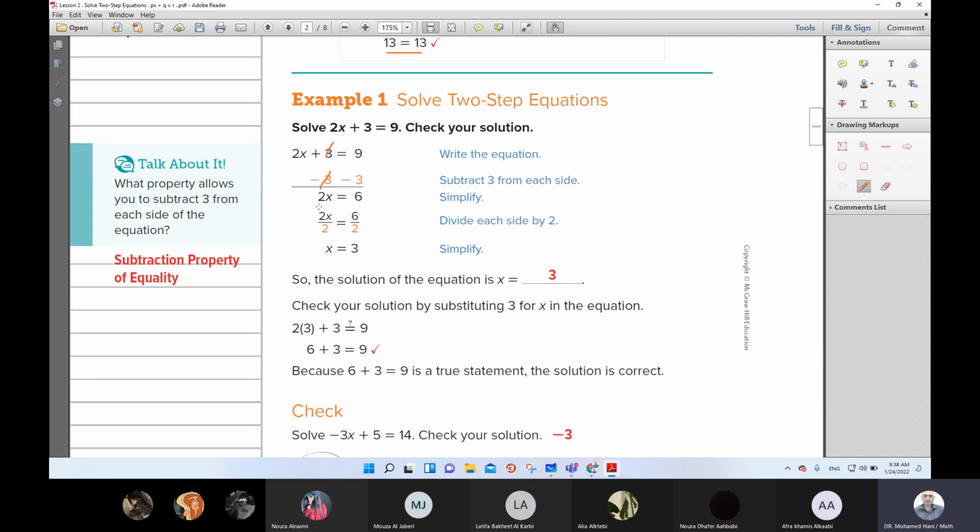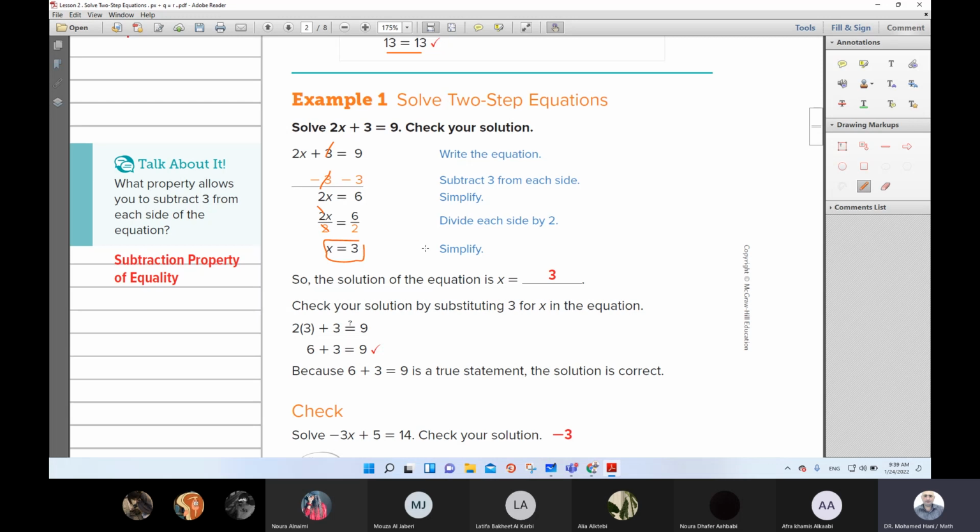Then the second step, we want to remove the coefficient. How to remove the coefficient? We can divide the two sides by the coefficient. So divide the first side by 2 and divide the second side by 2. 2 divided by 2 will be 1, remains x, and 6 divided by 2 will be 3. This is the solution of this equation.